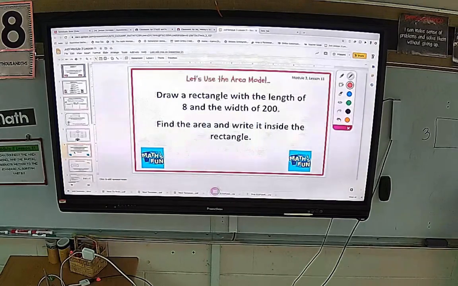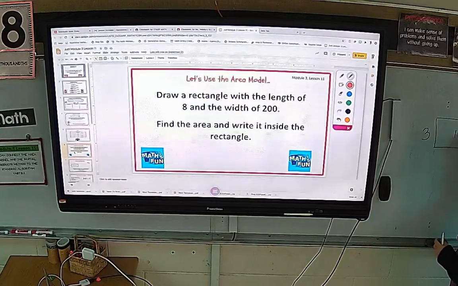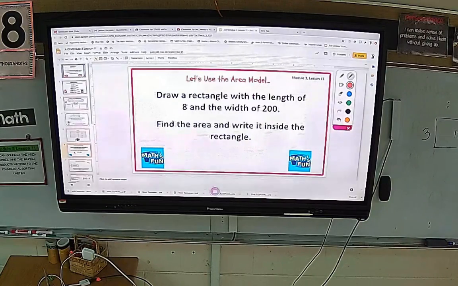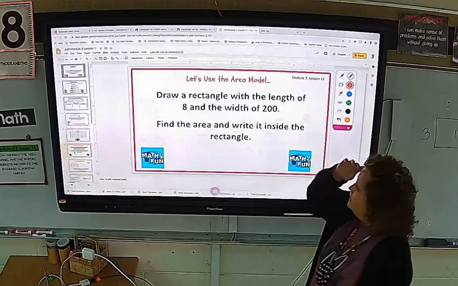Okay. Area is the length times the width. So the length times the width is 5 times 3. So 5 times 3 is what, everybody? 15. And then this would be 15 square units. Okay? So we know to find the area of a rectangle, we multiply the length times the width. Now that's going to come into play with our area model.